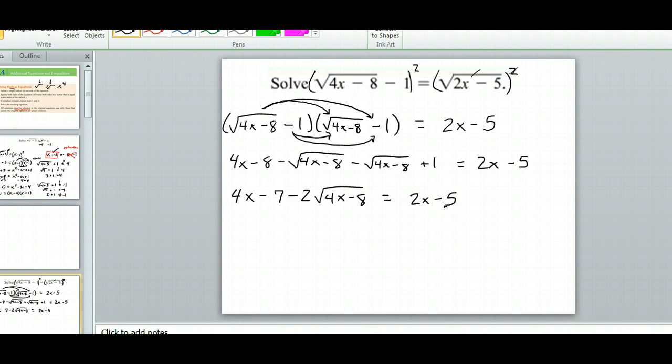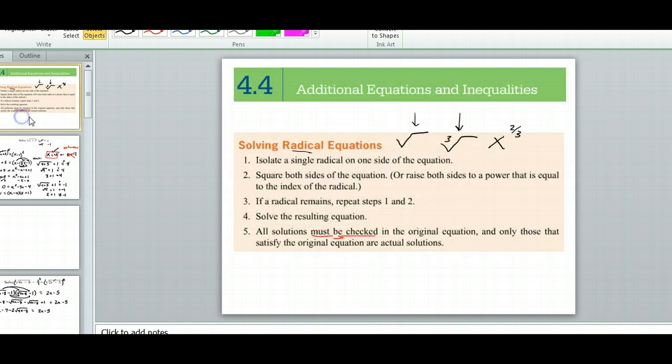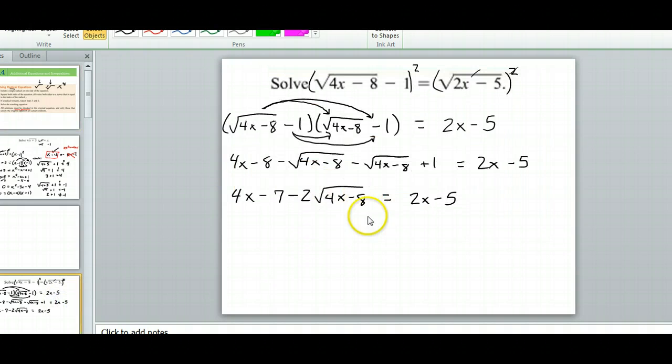Now notice what this says in our original directions. Square both sides or raise both sides to the power. If a radical remains, repeat steps 1 and 2, meaning now we've got to go back and isolate the other radical. So now we're going to isolate this radical by itself by subtracting this 4x and adding this 7. And now all we've got is the negative 2 to deal with.